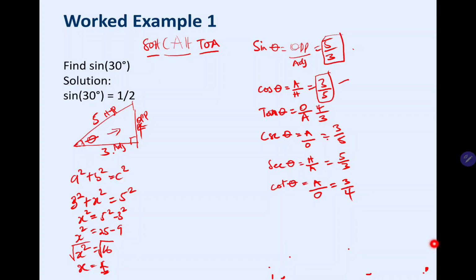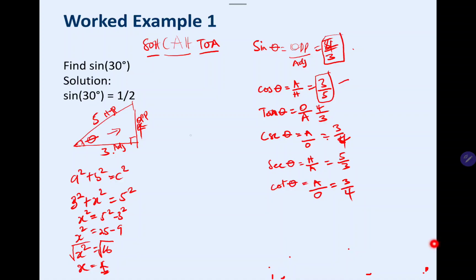There is a mistake here. Sine theta is equal to opposite over adjacent side, and the opposite side here is 4, not 5. Sorry, this is 4 and the adjacent side is 3. That is correct. The cosecant theta will now be the inverse, 3 over 4.